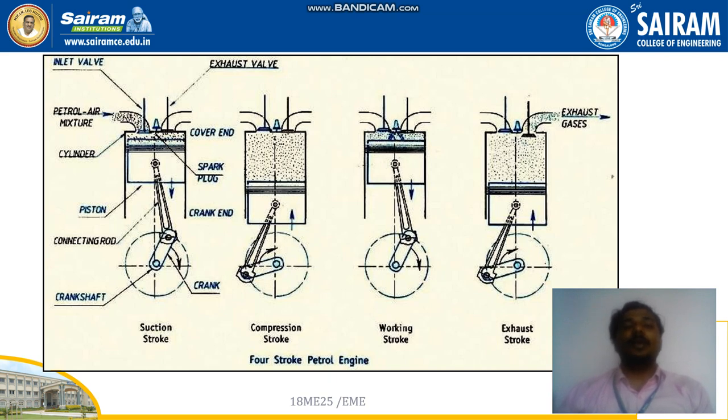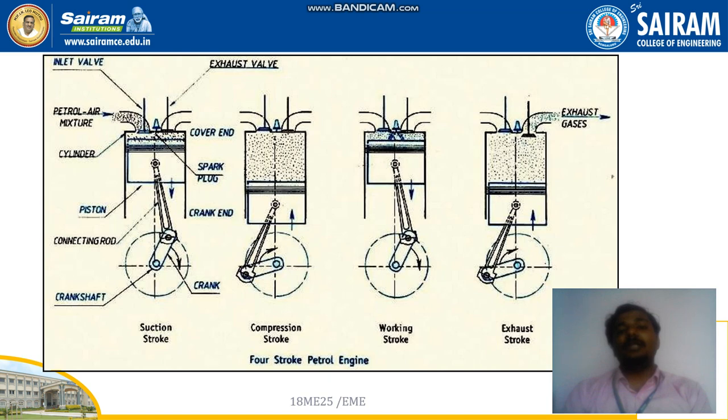So this is the working principle of the 4-stroke petrol engine. Mainly you need to remember the spark plug. With the help of the spark plug only, the ignition process takes place. Once the ignition takes place, the fuel combustion process takes place. Then only the power will be generated in the working stroke. That working stroke we call the power stroke also. So this is a major thing, because of the spark plug only the ignition process takes place.